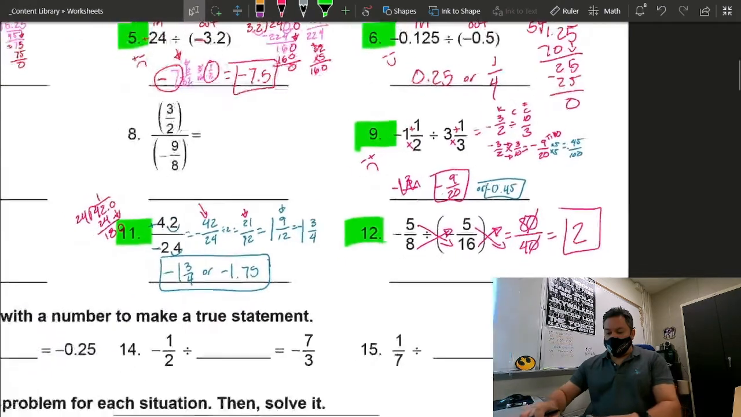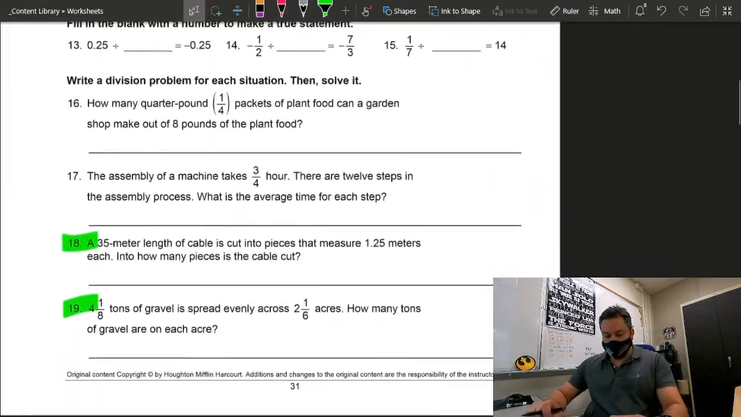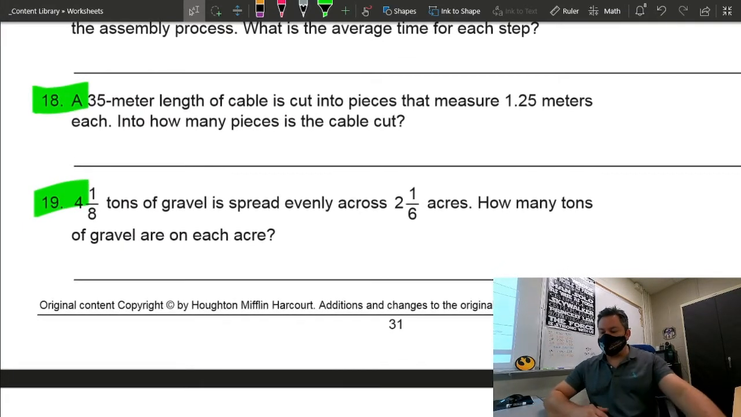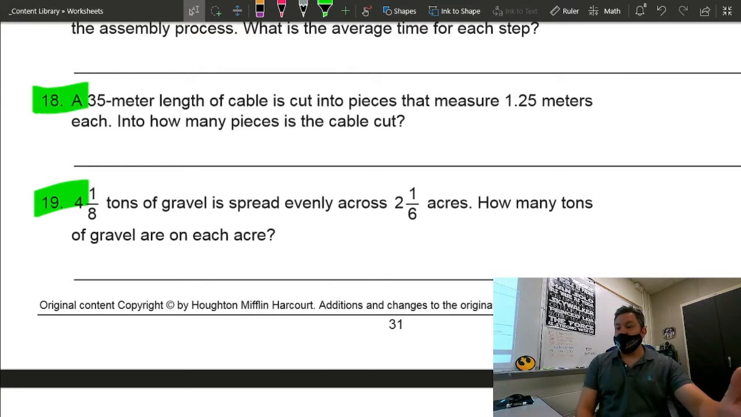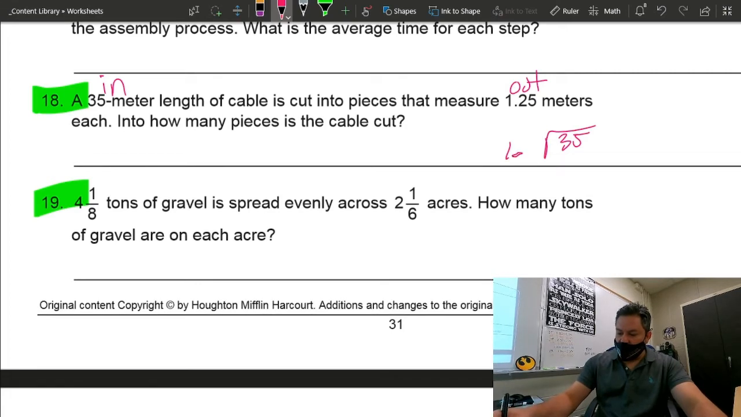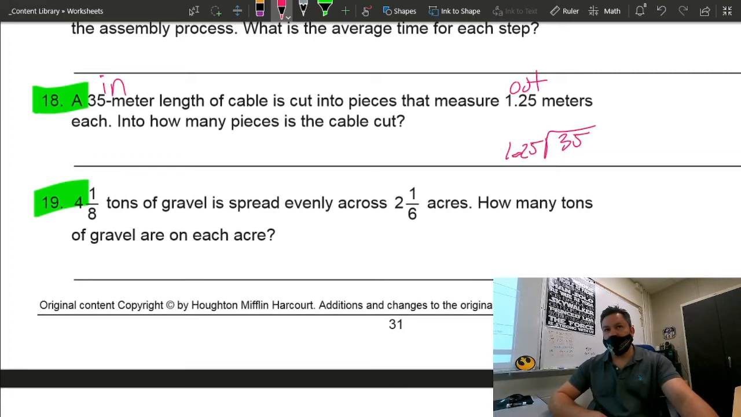All right, a couple more. Number 18. A 35-meter length of cable is cut into pieces that measure 1.25 meters each. Keyword to divide. Into how many pieces the cable is cut. So we're going to divide 35 meters into 1.25. So, again, decimal 1, 2. From here, 1, 2, and add zeros.